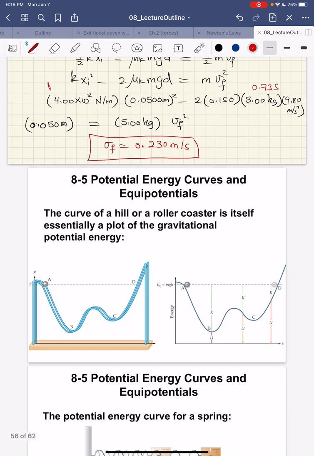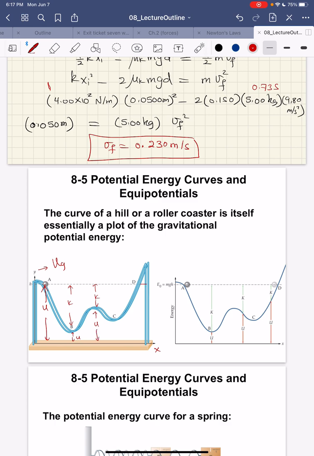Now, the curve of a hill or a roller coaster itself can be a plot of the gravitational potential energy, and I can get the potential energies from this. Then I have on my y, U_G, and here is the x or y position. Every time you're going to say this is your U and this is your K. But your total is going to stay the same, right? Your total is going to stay the same.